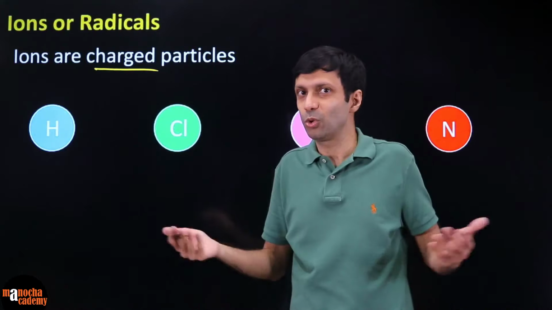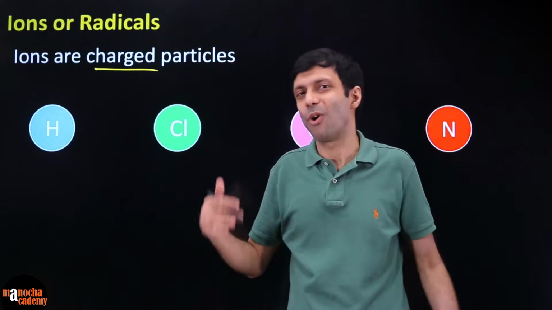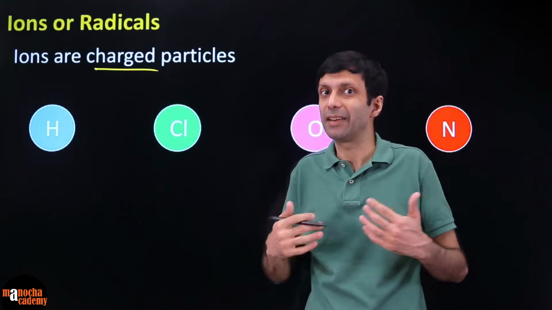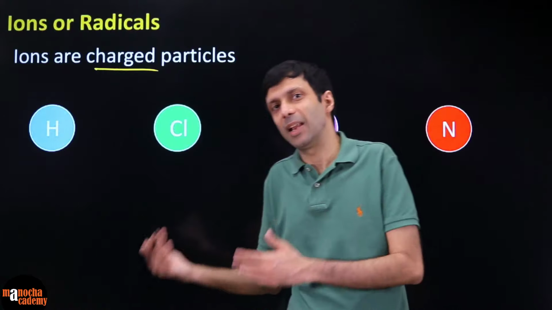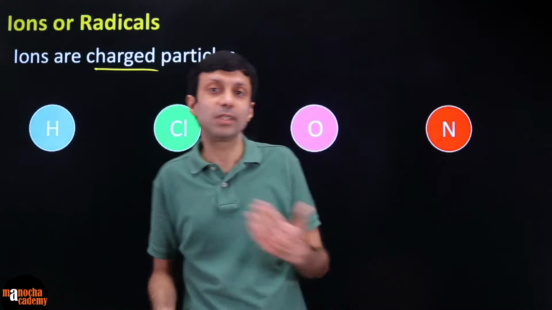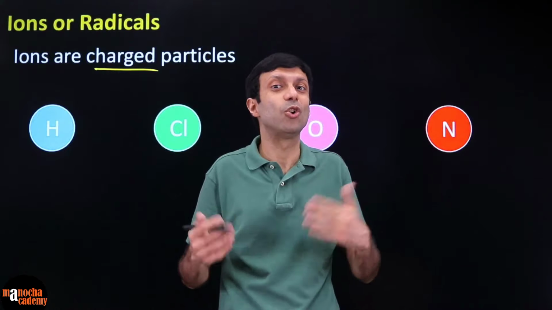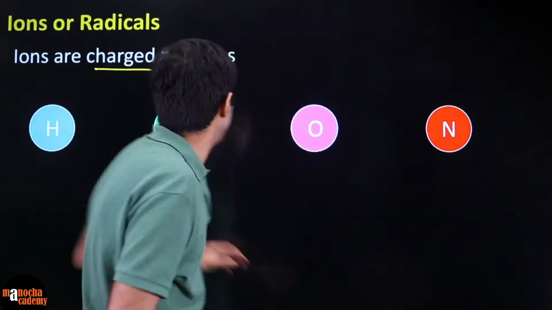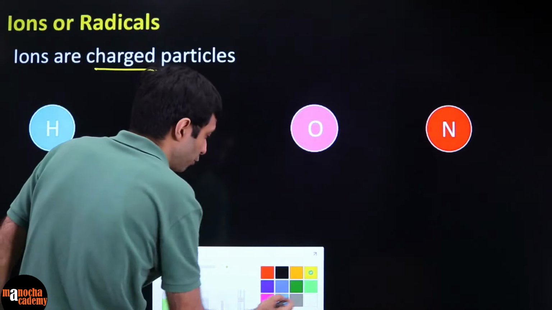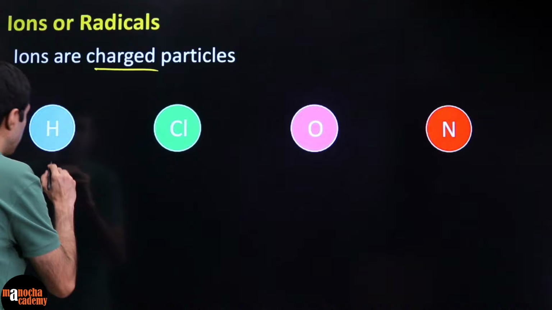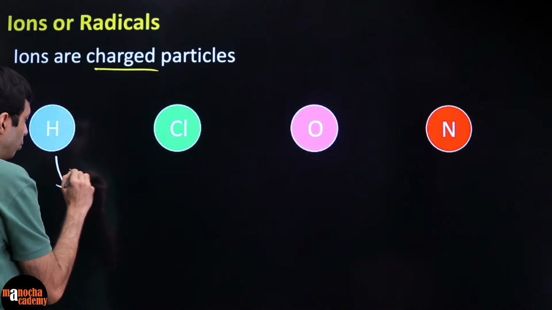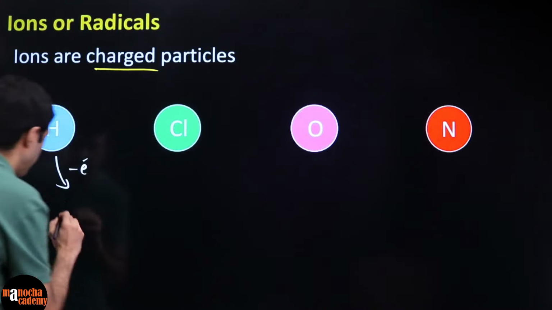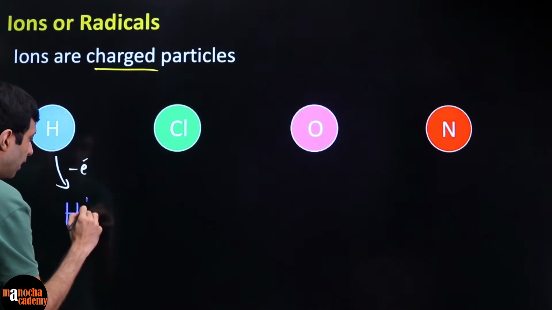Now charge means there are 2 types of charges, positive or negative. Certain elements take up a positive charge, they are electropositive in nature. Certain elements form a negative charge. How does the charge happen? By gaining or losing electrons, negatively charged particles. So for example, if the hydrogen atom loses an electron, what does it become? It becomes a hydrogen ion, H+.